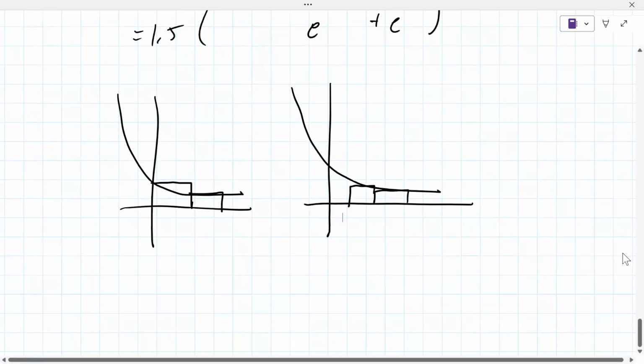And they're not very good. But we talked a little bit about the concept of overestimate, underestimate. So the ones on the left are over because of the shape of the curve. It's not because they're left estimates, it's because of the shape of the curve. The ones on the right are an underestimate. The rectangles are under the curve.